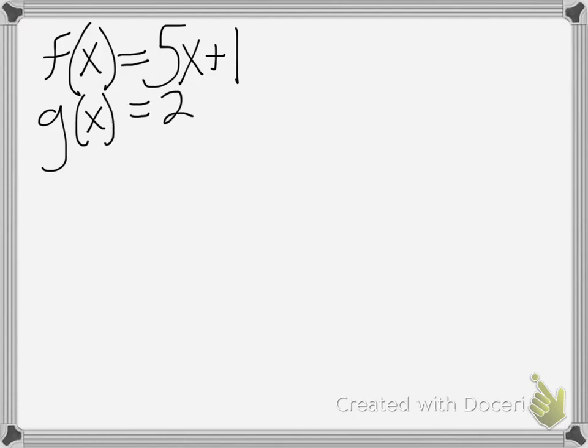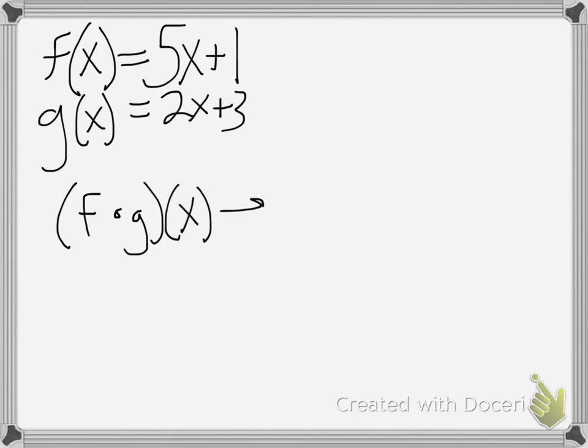So let's say I have these two functions and I want to compose them. On IXL, it's going to ask you to find the following composition. It may say f composed with g of x. It's a circle, not a dot. And what that means is do f parentheses g of x. Start with the function on the inside, so that's going to be g of x.